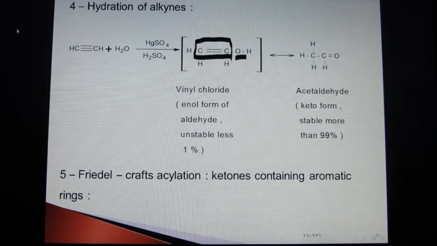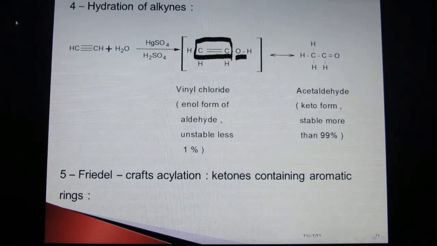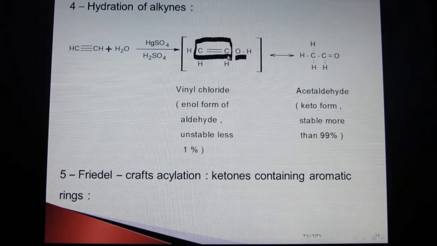Number 4, hydration of alkynes. When we speak about hydration of alkynes, we find that we have an intermediate compound which is called enol. What does that mean by enol? Again, we make a revision. Enol means that we speak about alkene with double bond and alcohol. So we take "en" from alkene and "ol" from alcohol, this is called enol. Enol form is an intermediate compound.